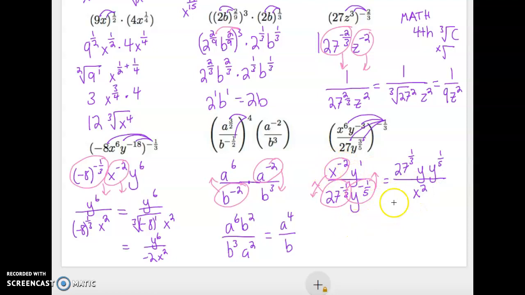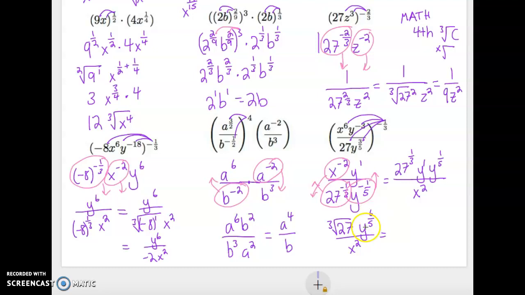All right, so now on top, you can rewrite 27 to the 1/3 using a radical because you've got power over index. So it'd be 27, and then you're just taking the cube root of it. Y to the first times y to the 1/5. When you're just multiplying bases, you add the exponents. So again, if you want to do it in your calculator, 1 plus 1 divided by 5 gives you a decimal. Go ahead, hit math, enter, enter to get to your fraction. So y to the 6/5, and then in the denominator, still have the x squared.